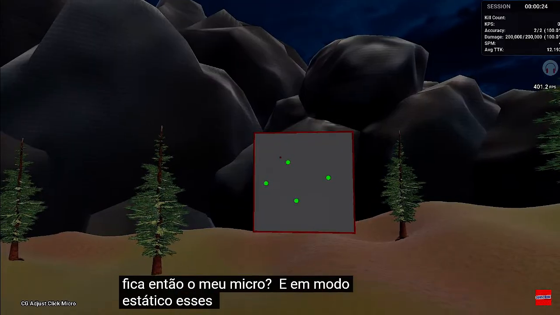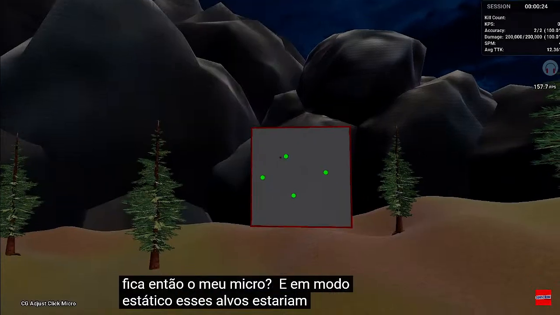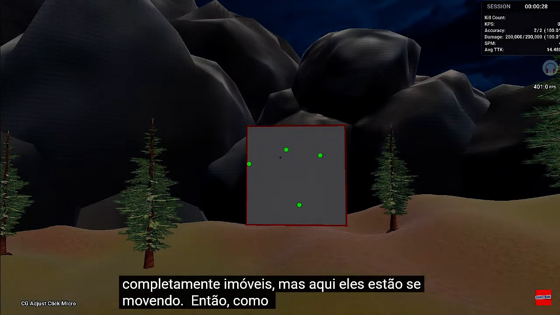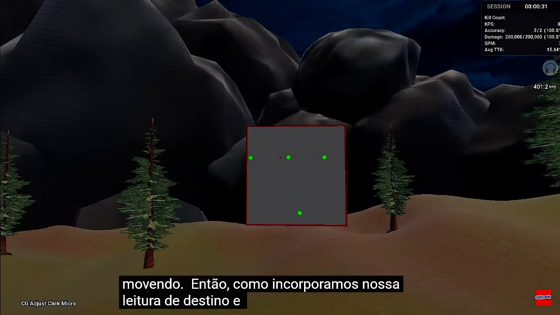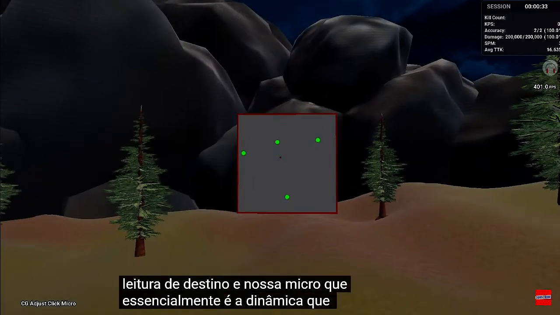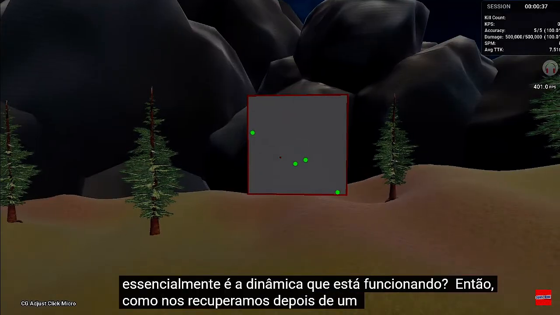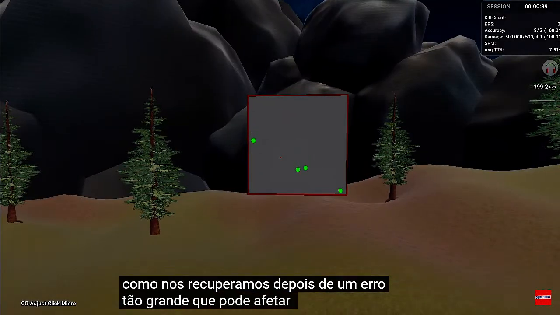In static, these targets would be completely still, but here they're moving. So how do we incorporate our target reading and our micro? That is essentially what dynamic is working. So how do we recover after a miss? That is a huge thing that will cover a lot of games.